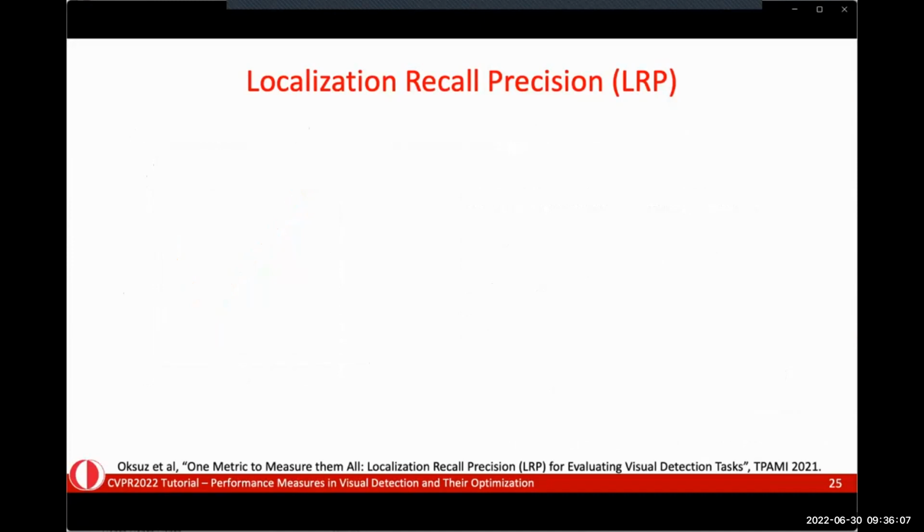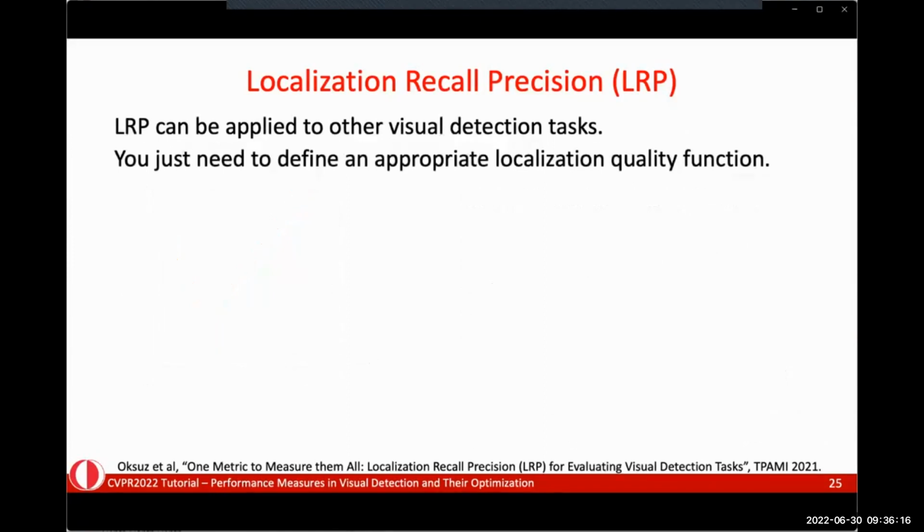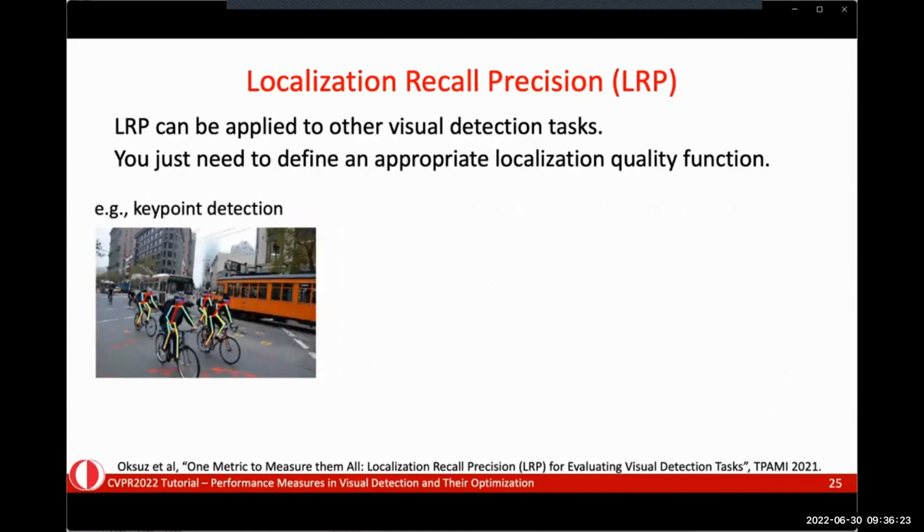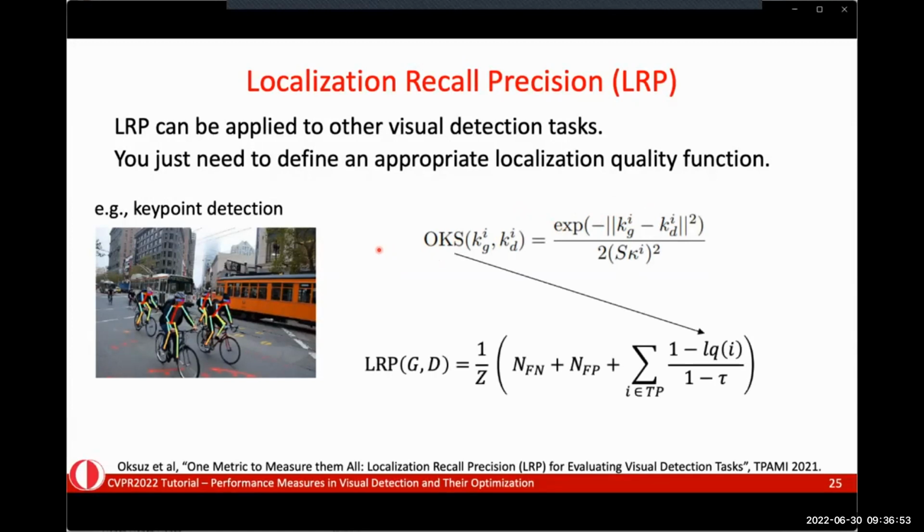So far, we explained LRP over an object detection example. But can it be applied to other visual detection tasks? The answer is yes. All you need to do is to define an appropriate localization quality function for the task. So let's take key point detection as an example. An appropriate localization quality for this task is what is called the object key point similarity function, OKS for short. It basically computes the distances between the ground truth point and the predicted point. Then negative of this is passed through an exponential function. Finally, you plug this in the LRP formula.